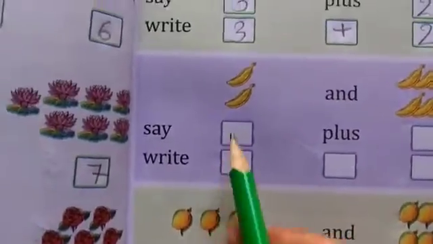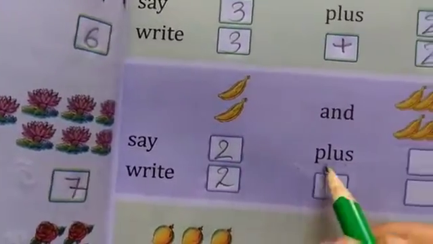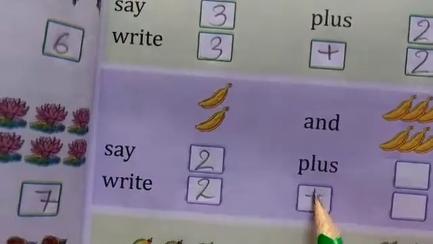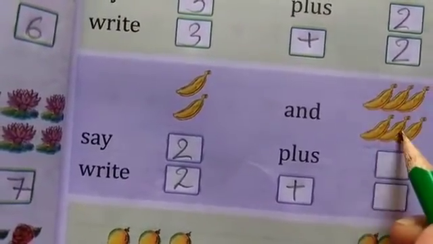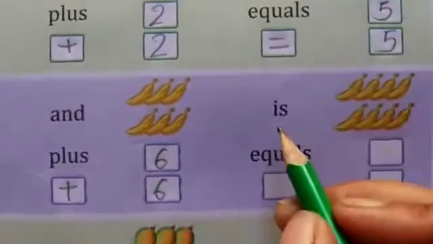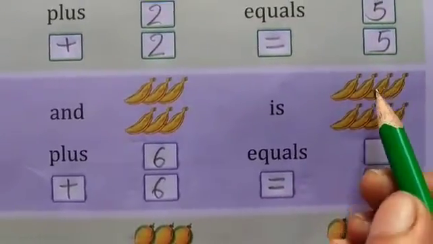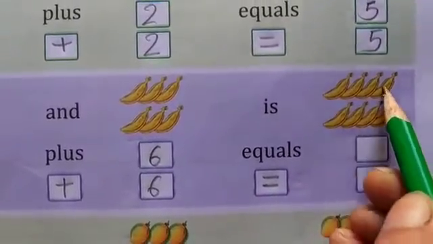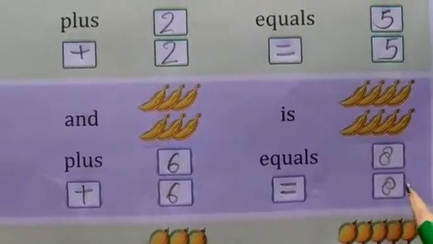Next one is, how many bananas? 1, 2. So we write here 2. Sign of addition, plus, then add 1, 2, 3, 4, 5, 6. 6 bananas. So we write here 6. Then equals to, the sign of equals to, then add all the bananas. 1, 2, 3, 4, 5, 6, 7, 8. So we write here 8.